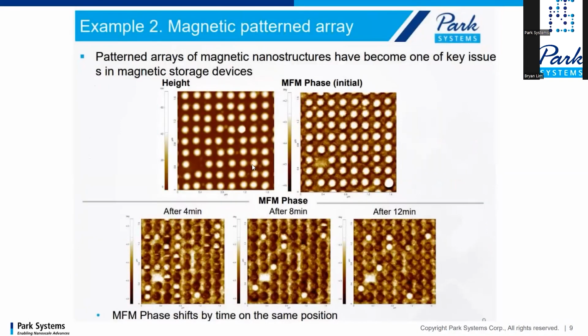Example 2 is a magnetic pattern array. Pattern arrays of magnetic nanostructures have become very important in storage devices. This shows the phase changes by time.